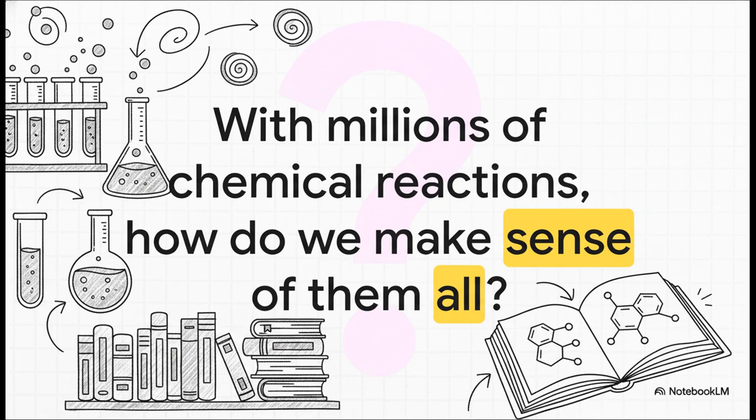Now, that's a really good question, isn't it? I mean, there are literally millions of chemical reactions happening all around us, and even inside our own bodies. So how on earth do we make sense of them all? Well, think of it like this. Imagine a huge library. If all the books were just thrown into one big pile, finding the one you need would be, well, impossible. But when we organize them by subject, it becomes so much easier, right? That's exactly what we do with chemical reactions. We group them to see the patterns.